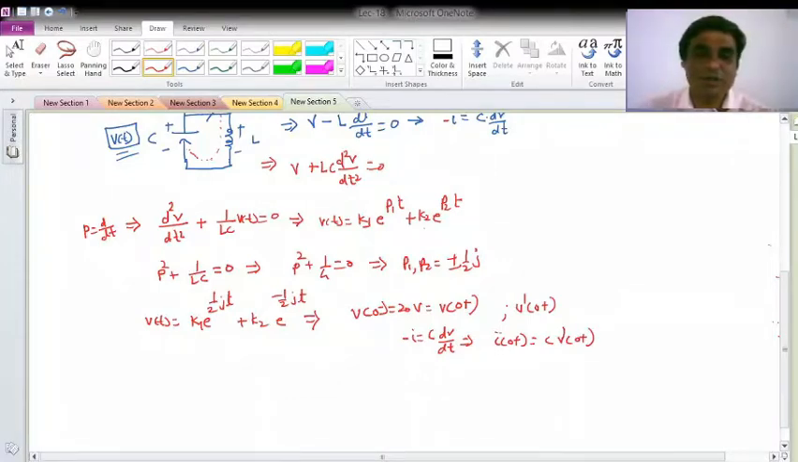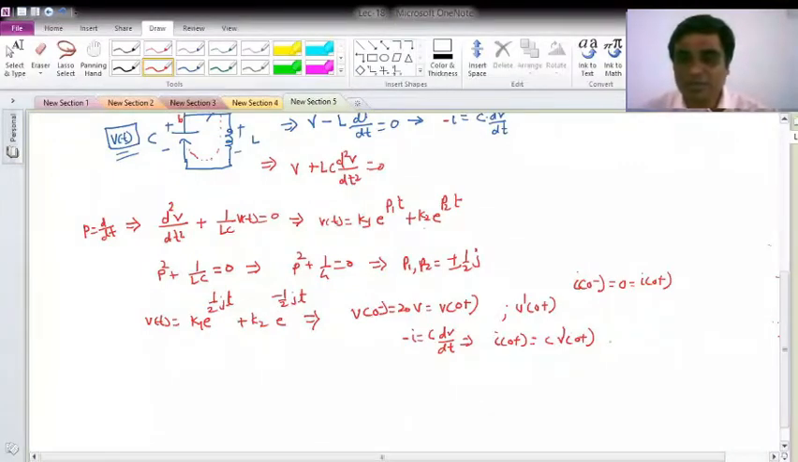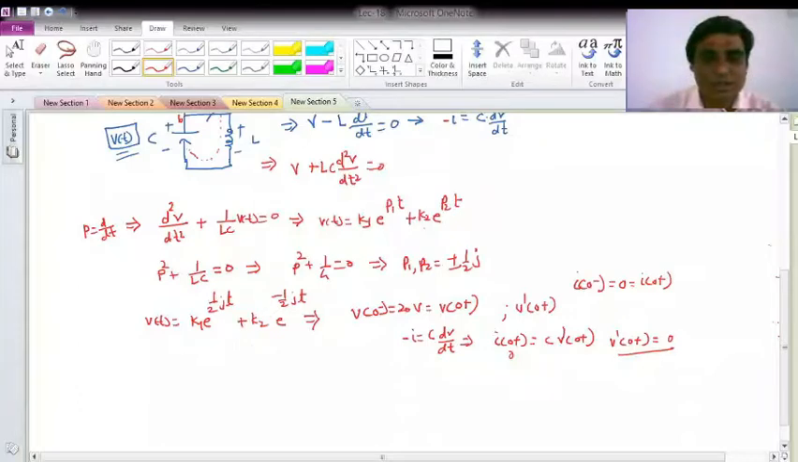And what will be I of 0 plus? When the switch is moved to position B, what happened? Because the inductor was initially relaxed, when the switch is at position B, the inductor behaves as an open circuit. So the initial current was 0 before the switching instant, so it will be the same after the switching instant also. So your V dash of 0 plus will be equal to I of 0, which is 0, so it is simply 0. So these two pieces of information I will use in my resultant equation.